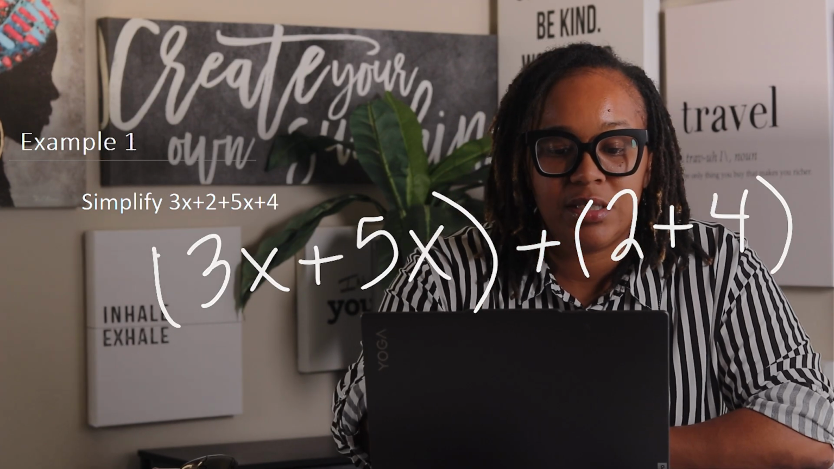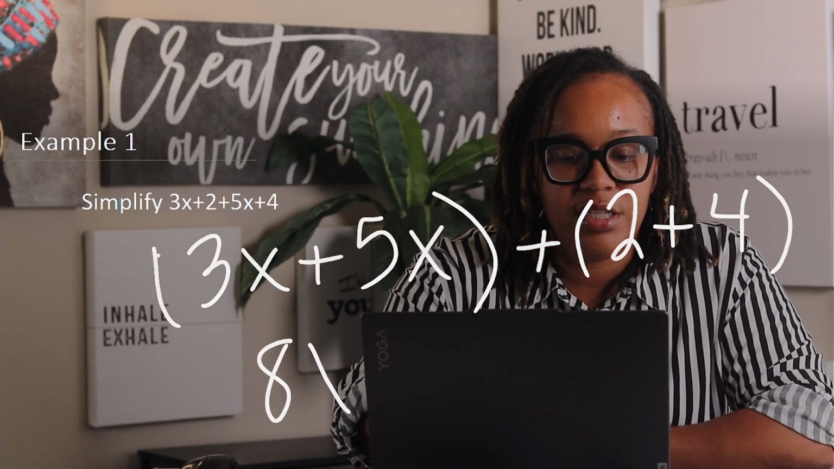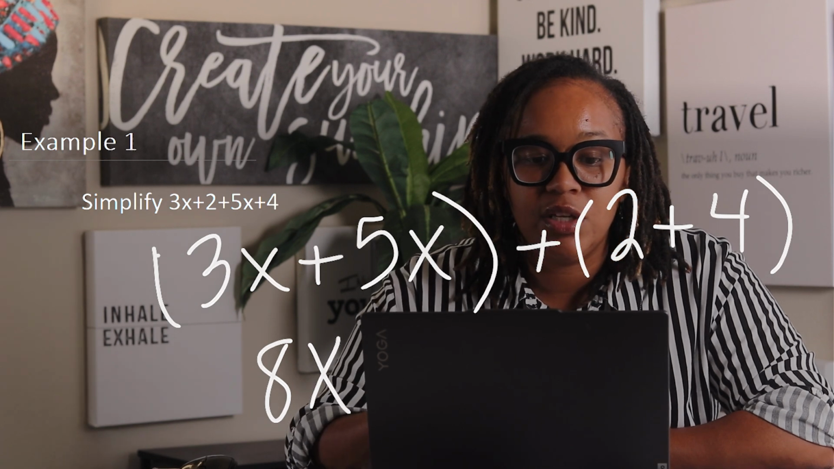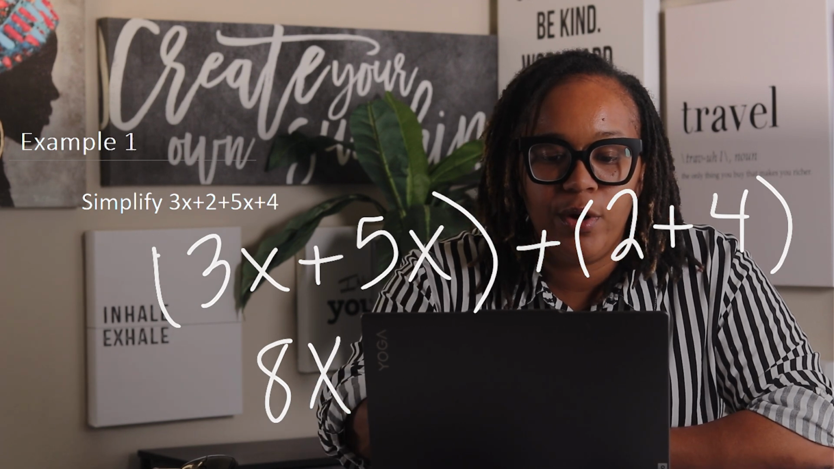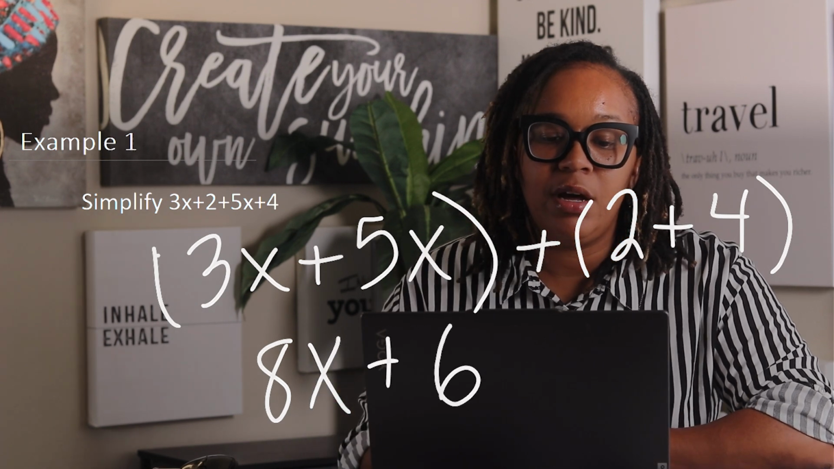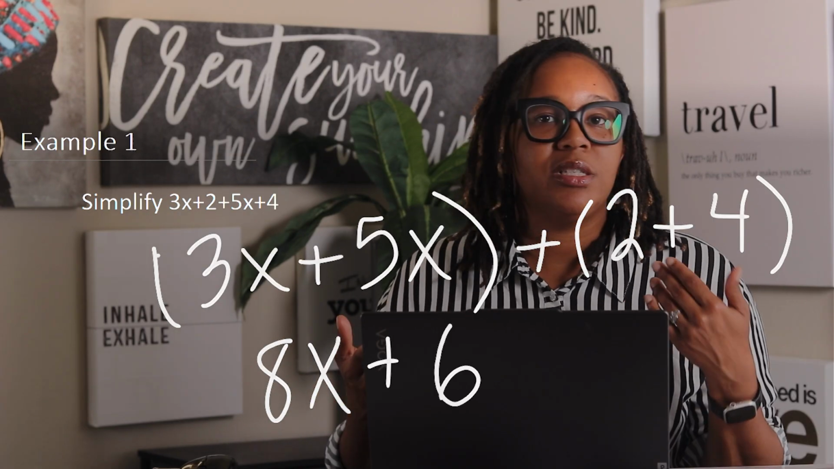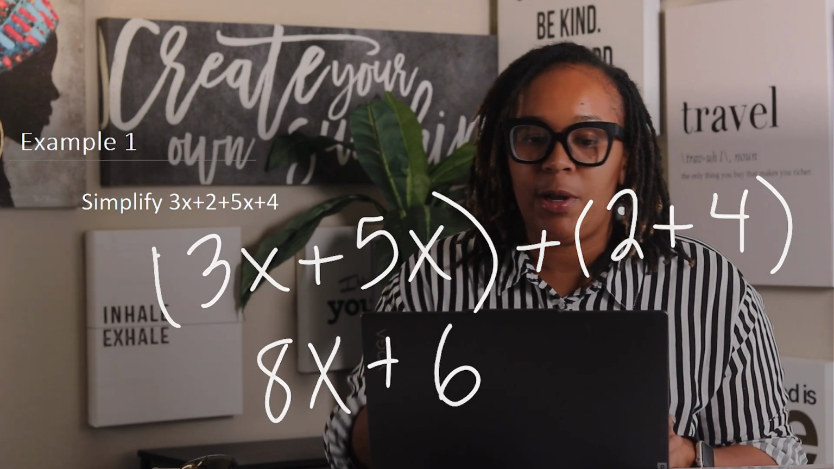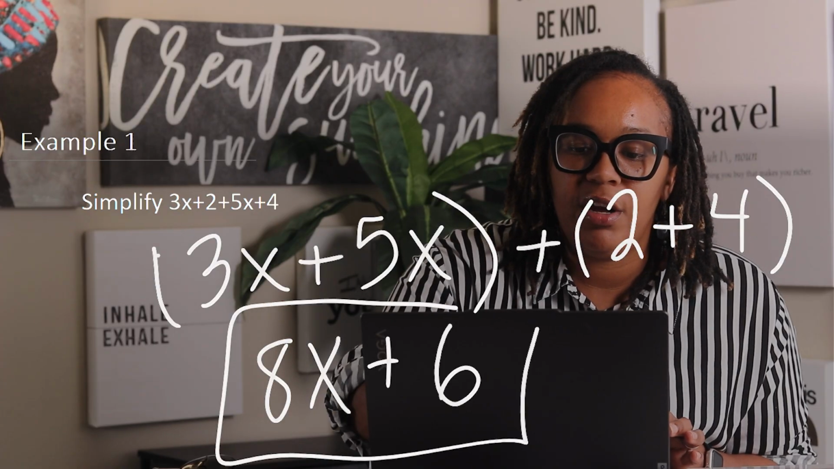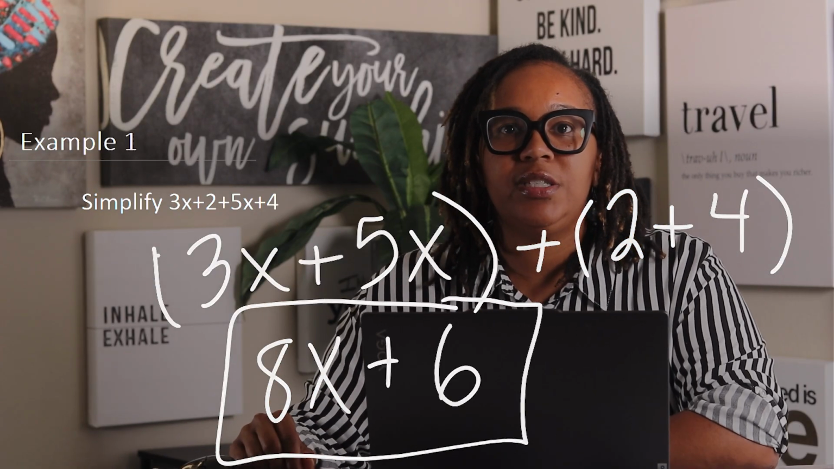3x plus 5x, you just add the numbers together. That's 3 plus 5, which is 8. So that's 8x, and 2 plus 4 is 6. So that becomes 8x plus 6. Now I cannot combine the 8x and the 6 because they don't have the same variable and the same exponent. So this right here will be our final answer, 8x plus 6.